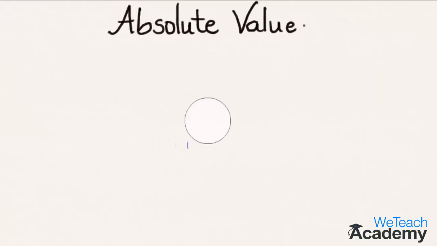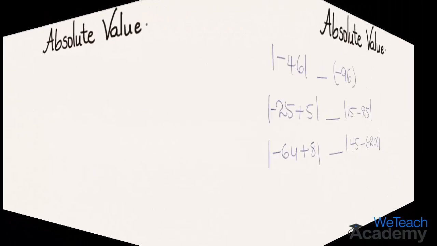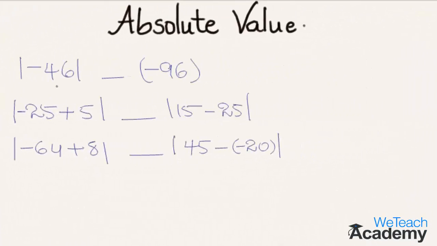Now let us proceed and compare a few more examples. Coming to the next example, that is the absolute value of minus 46, which is equal to 46, compared to minus 96. So here 46 is greater than minus 96. We can say that the absolute value of minus 46 is greater than minus 96.